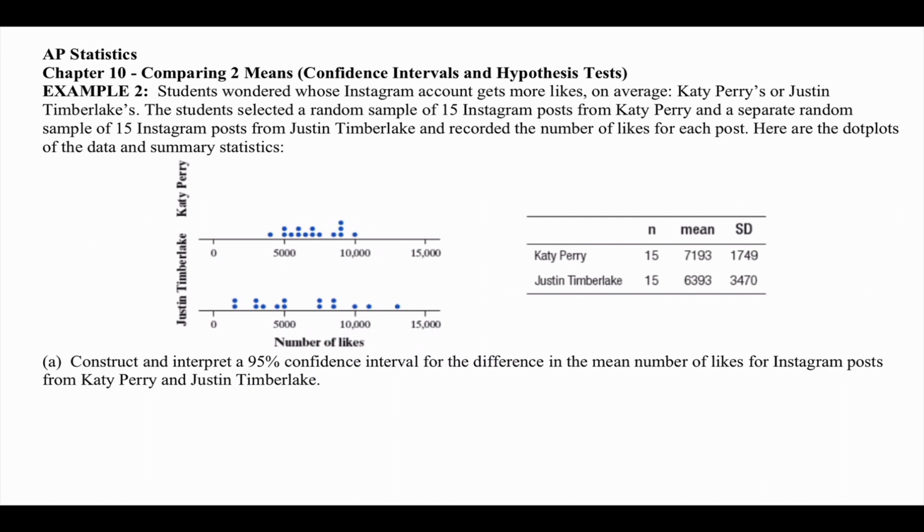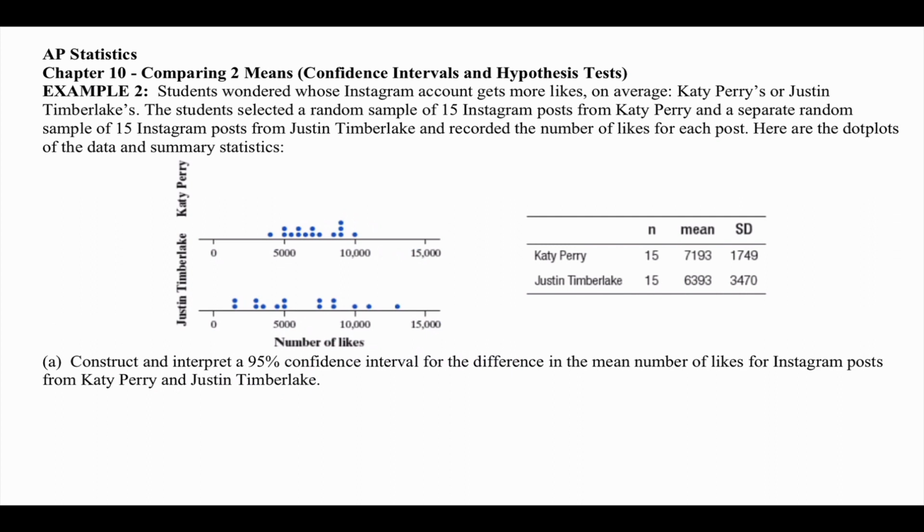They randomly picked 15 posts from Katy Perry and then randomly picked 15 posts from Justin Timberlake. And then they documented how many likes each got at that time, and then graphed it, and then gave me the sample mean and standard deviation. Okay. So each one of the dots for Katy Perry represents a post, how many likes they got on that post. Same thing with Justin Timberlake. And then the sample data over there.